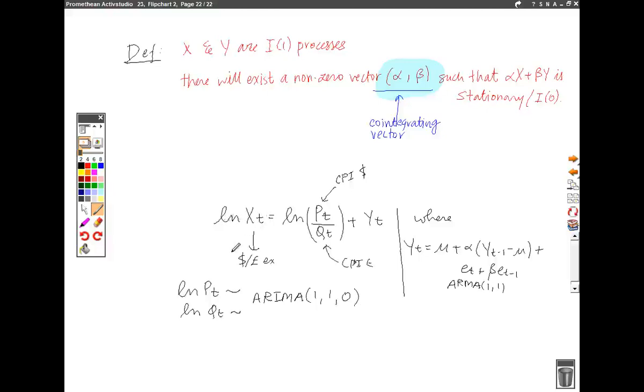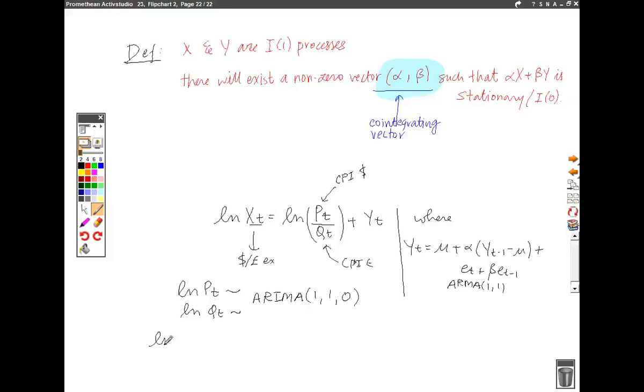So again, if I look at my YT, what is my YT? It is just an ARIMA 1,1 process. And now I know that my log of P is ARIMA 1,1,0 and my log of Q is also ARIMA 1,1,0. So if I have to figure out what will be my model for XT, so log of XT here.